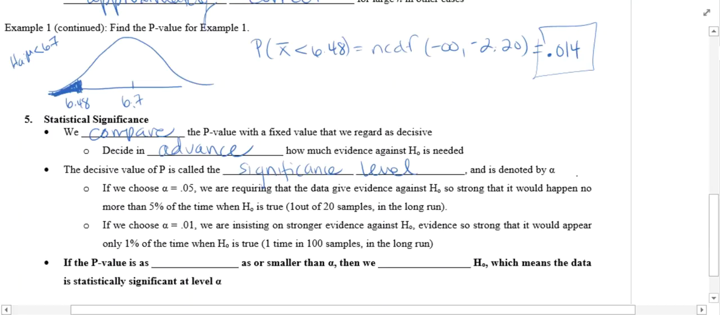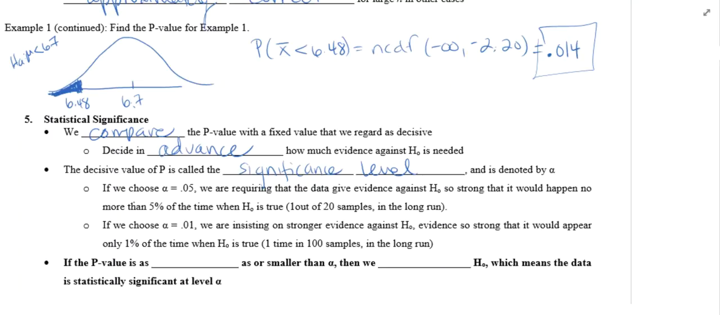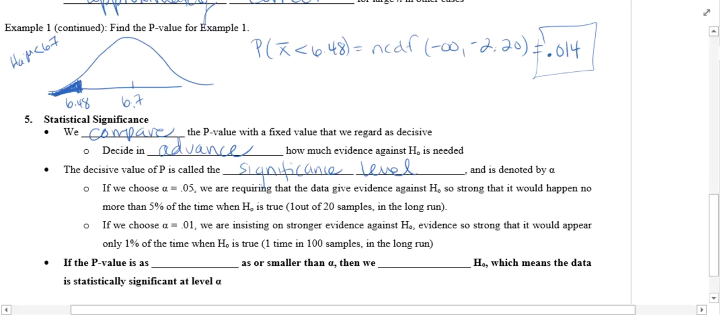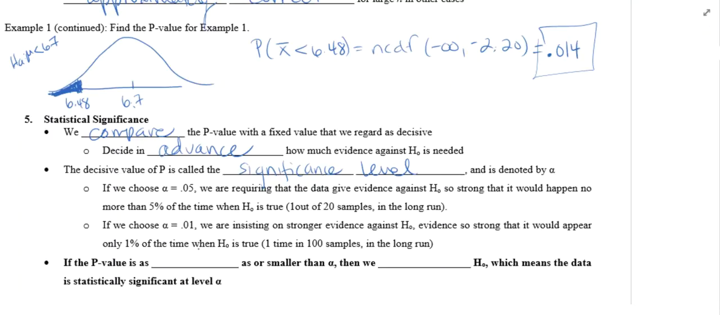Okay. If we choose alpha of 0.05, we're requiring that the data give evidence against the null so strong that it would happen no more than 5% of the time when the null is true. If we choose an alpha of 0.01, we're insisting on stronger evidence against the null, evidence so strong that it would appear only 1% of the time when the null is true. These are pretty common alpha levels to use. They kind of correspond with like 95% confidence and 99% confidence. So those are going to be the ones that we're going to see most often.